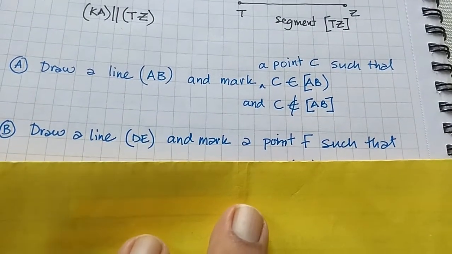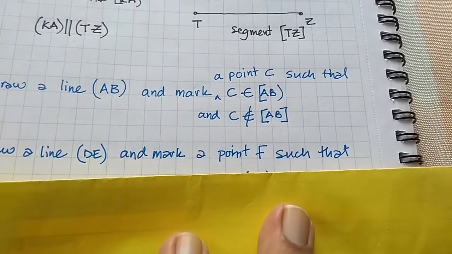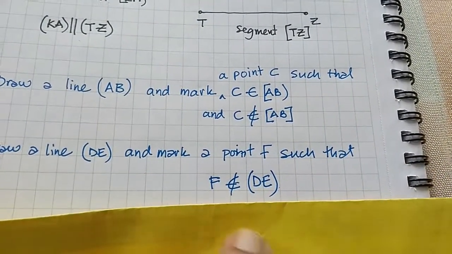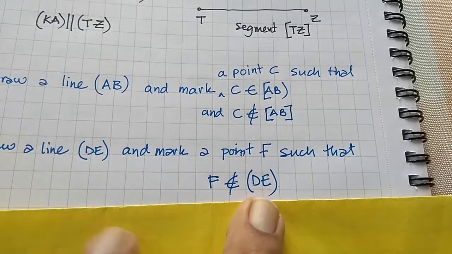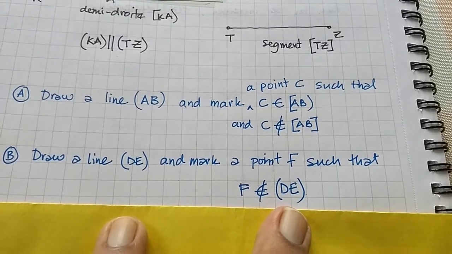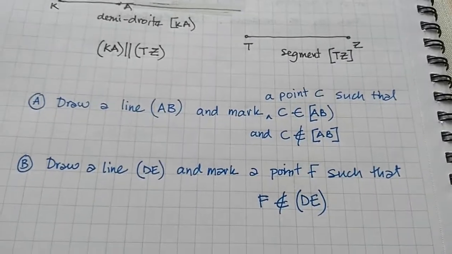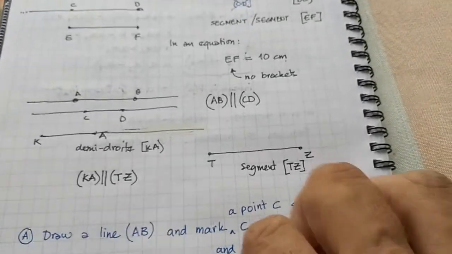Problem B is draw a line DE and mark a point F such that F does not belong to DE. These are very simple problems. I just want you to do them again to let me know that you watched the video. Okay, that is all about lines. Now we will move on to angles.